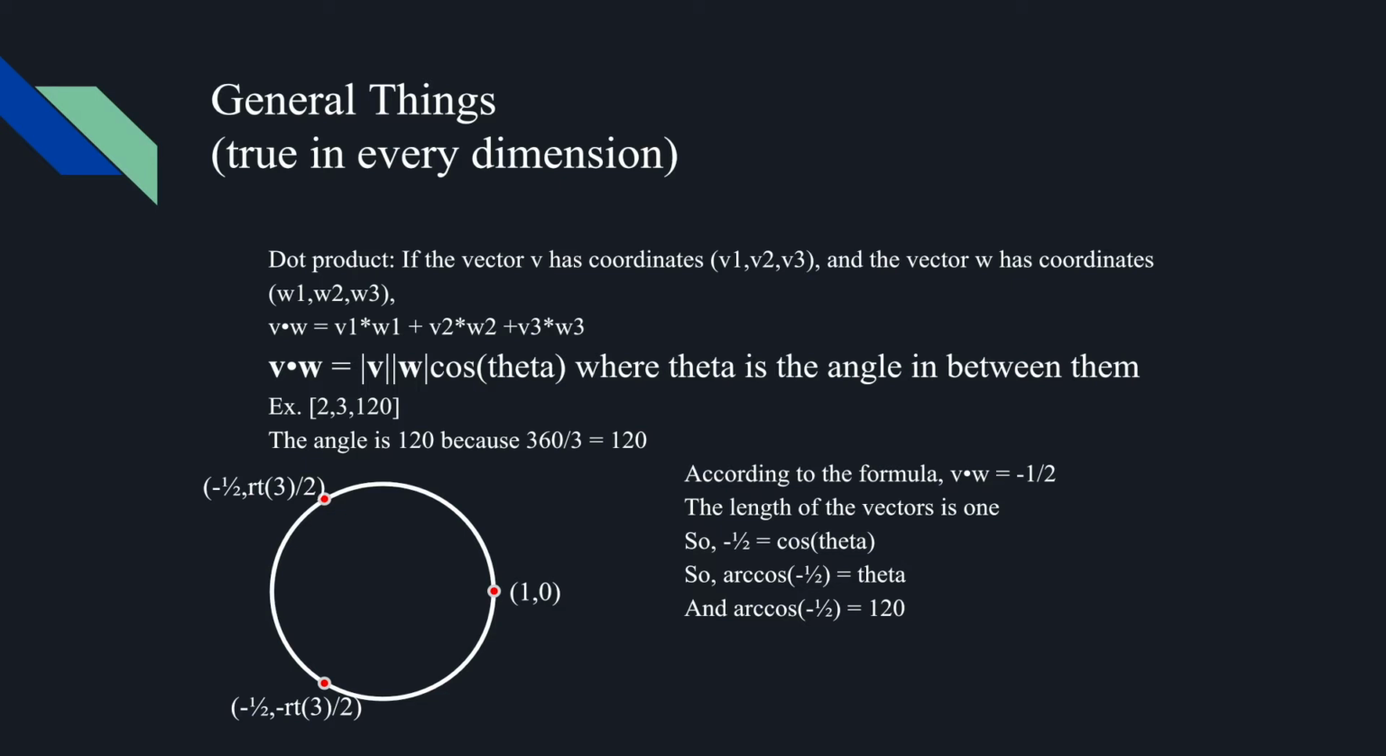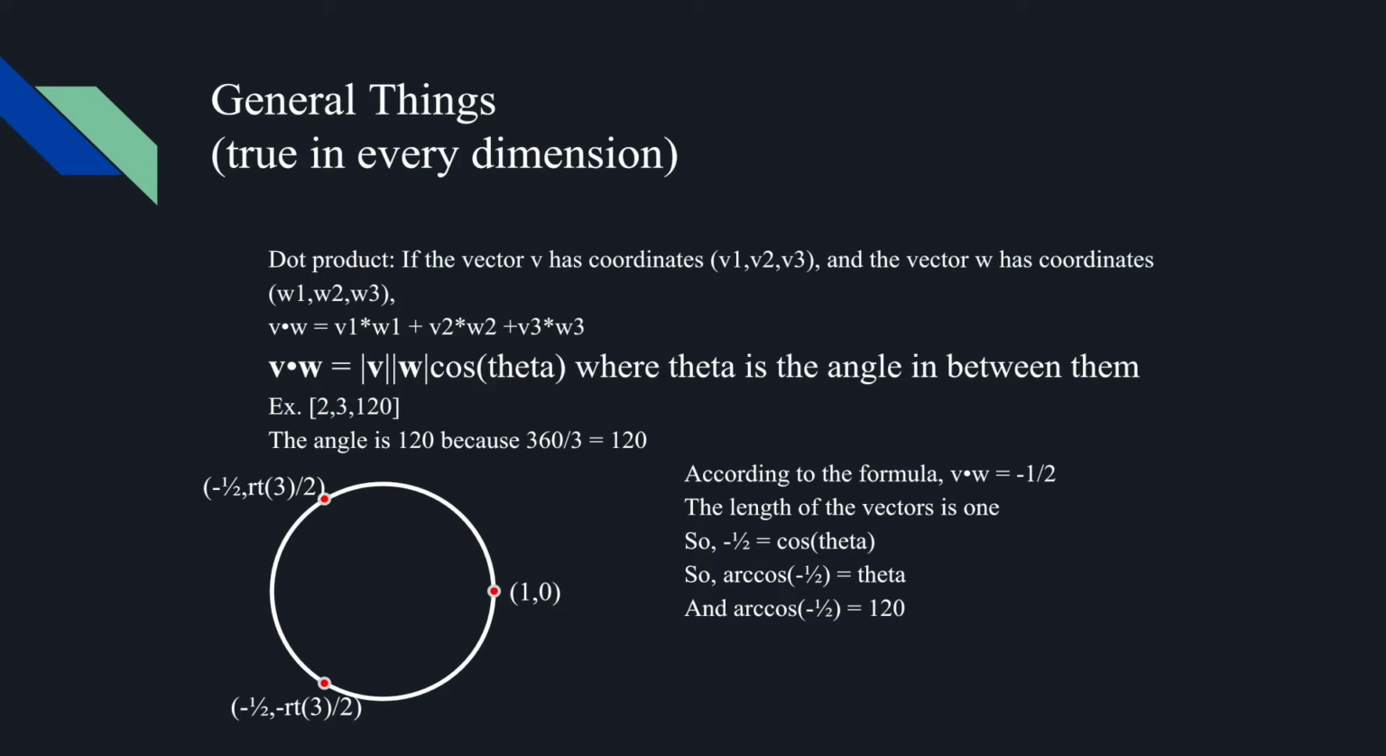So an example is 2, 3, 120. The angle is 120 because there are 3 points around a circle. I think everyone knows that it's a 120-degree angle. And then if we take any 2 points, let's say the point on the bottom left and the right, we use the formula. So the dot product of the two will be 1 times negative a half, which is negative a half, and negative root 3 over 2 times 0, which is 0.